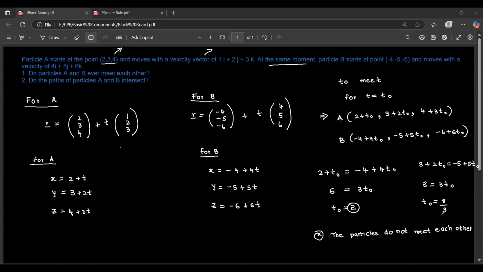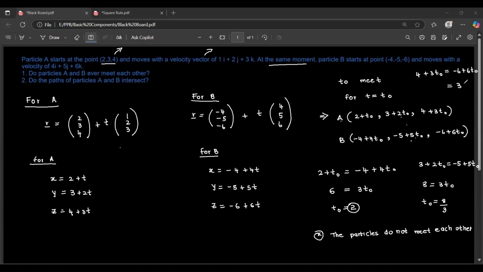When time is equal to 8/3, they have the same y coordinate, but the x and z coordinates are entirely different. Similarly, you can see for z also. Let's substitute for z. So we have 4 + 3t naught = -6 + 6t naught.